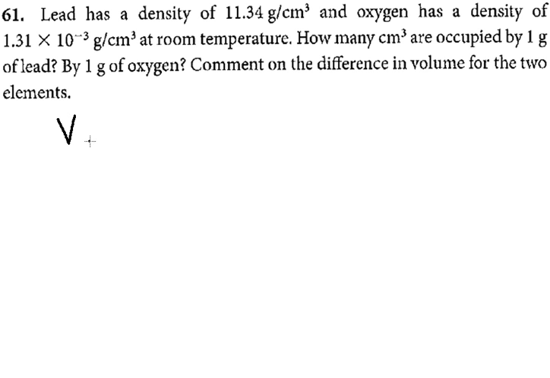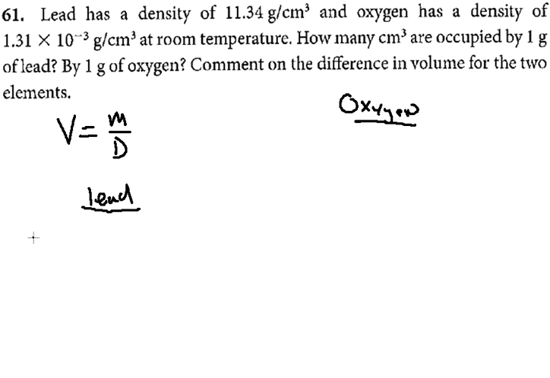So we're going to use the density formula and rearrange it using a little algebra to come up with the V all by itself, the volume all by itself. We find that it's mass divided by density. So for lead, we're going to do lead's calculation over here. We're going to do oxygen's calculation over here. And so volume is equal to 1 gram divided by its density.